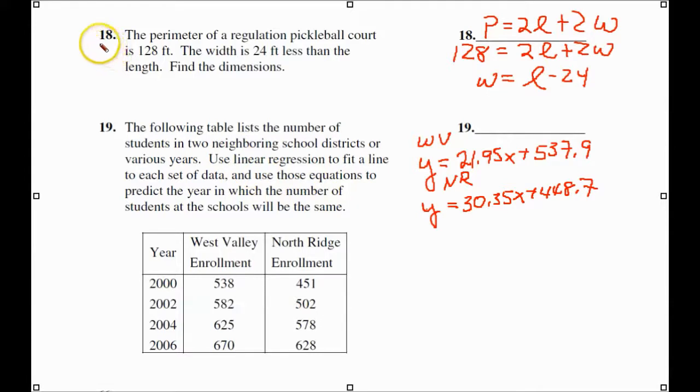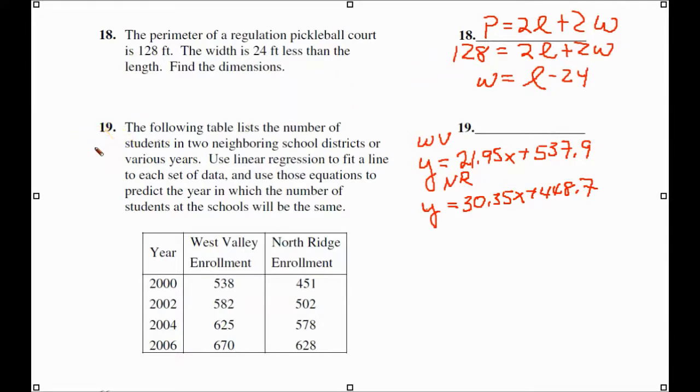Okay, for number 18, what you would need first is to keep in mind the perimeter formula. And their perimeter, we know, is 128. And there's 2 lengths plus 2 widths. There's our built-in 2 unknowns. And they're saying that the width is 24 feet less than the length. There's the length, less 24 feet. There's your 2 equations. And again, we don't have to solve them at this time.